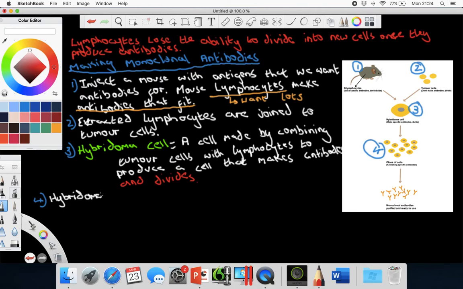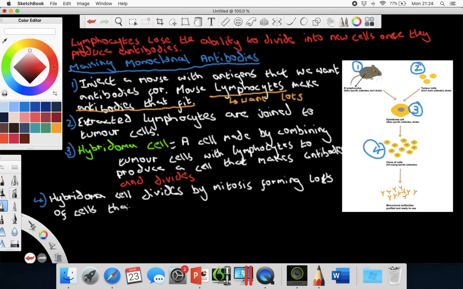Hybridoma cell divides by mitosis, forming lots of cells that make antibodies, or that make monoclonal antibodies.